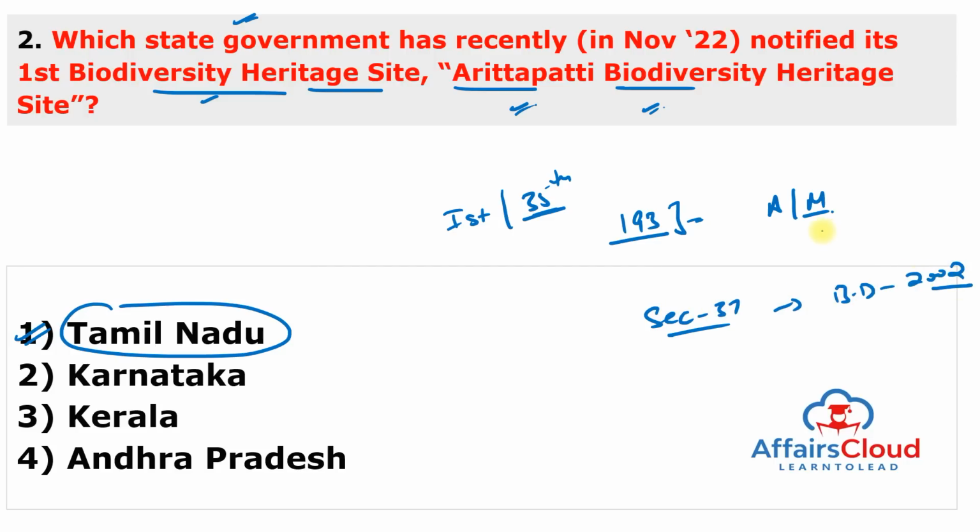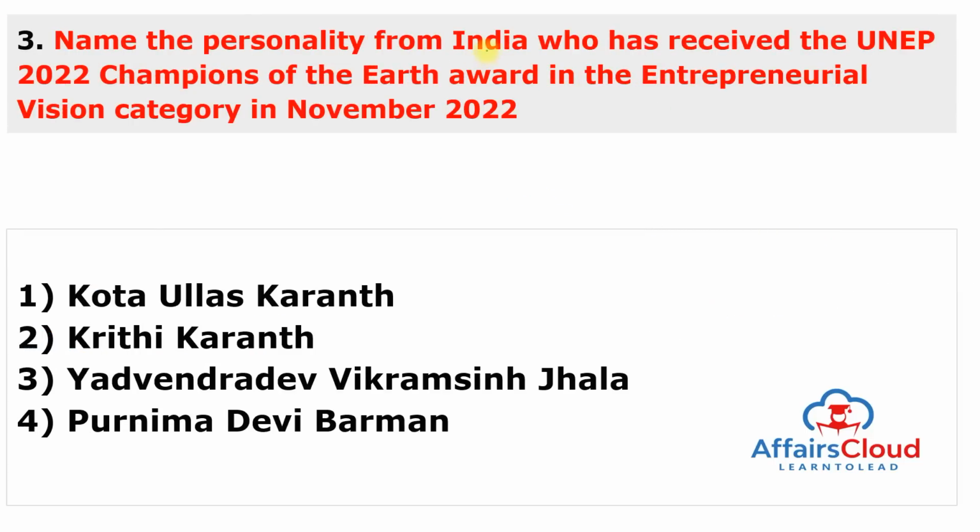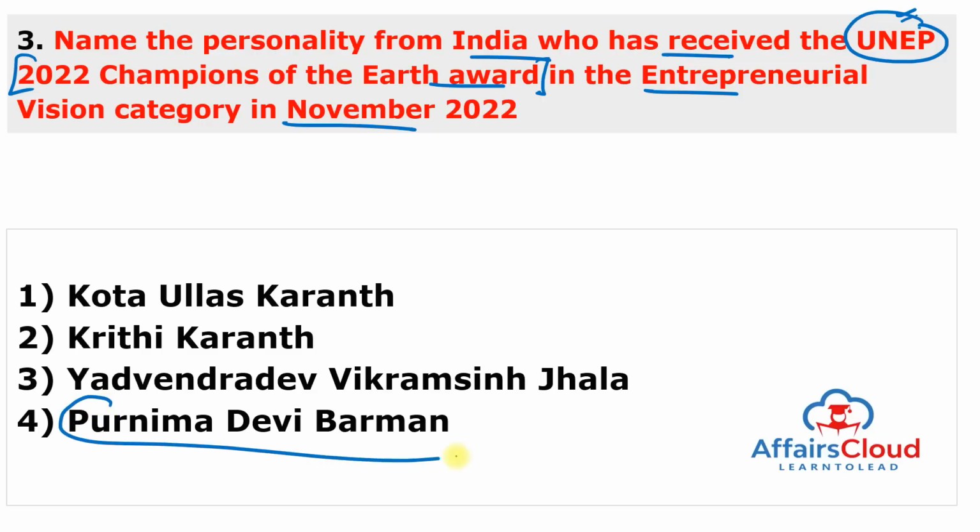The notification was issued under Section 37 of the Biological Diversity Act of 2002. Moving to next question. Name the personality from India who has received the United Nations Environment Programme 2022 Champions of the Earth Award in the Entrepreneur Vision category in November 2022? So remember, this is 2022 Champions of the Earth Award, and it was given by United Nations Environment Programme, and this personality is Purnima Devi Burman. So answer of this question is 4.